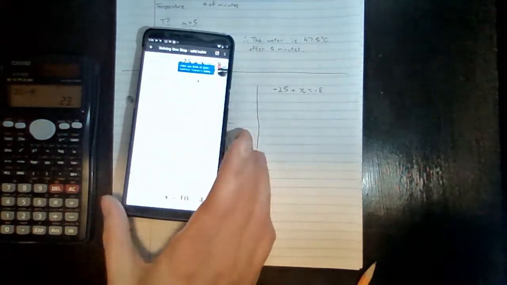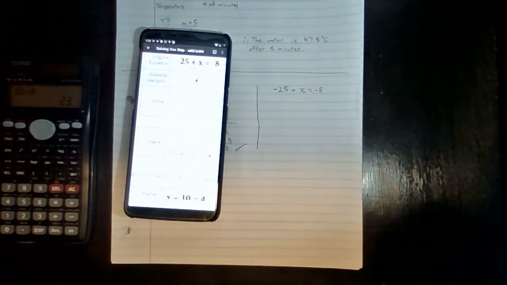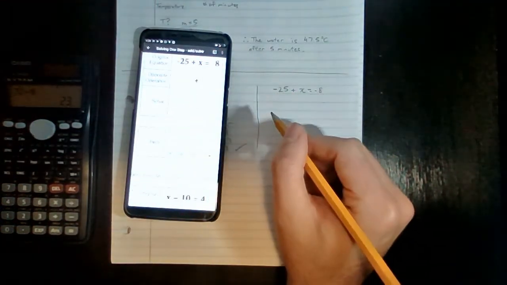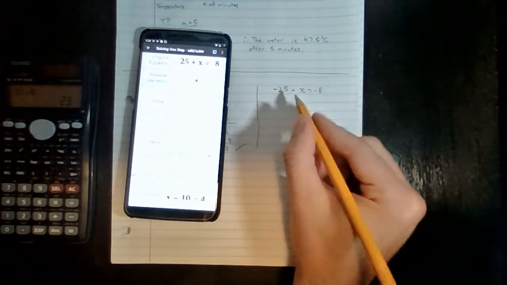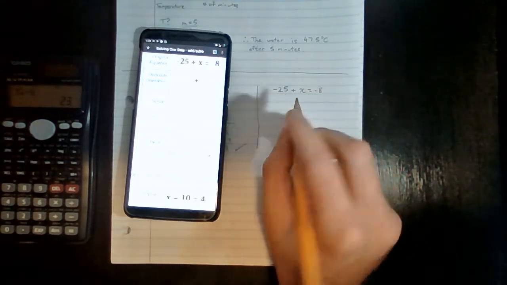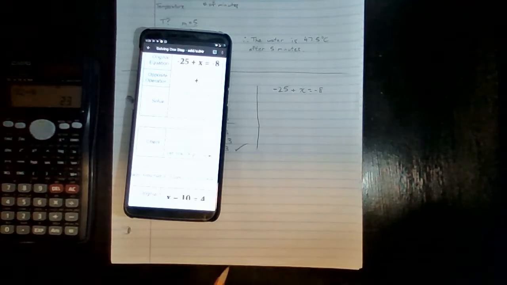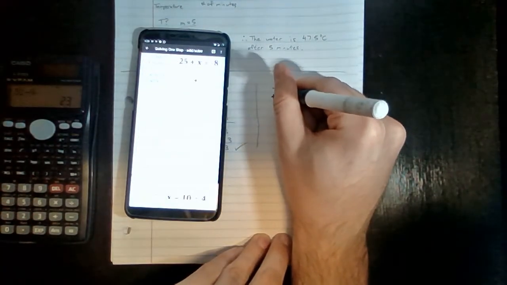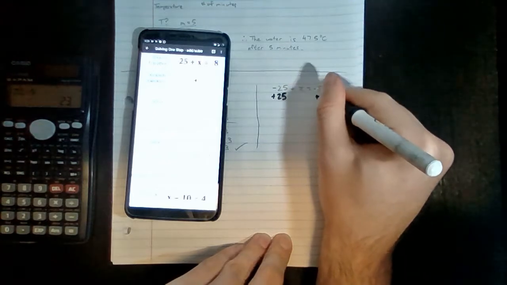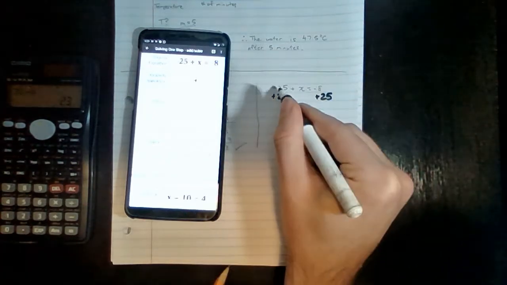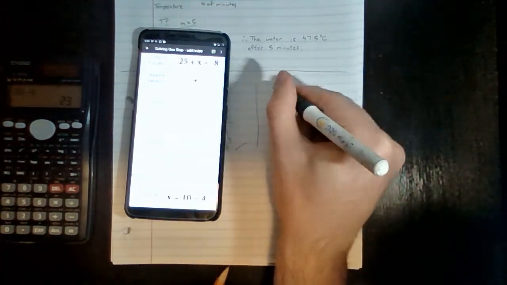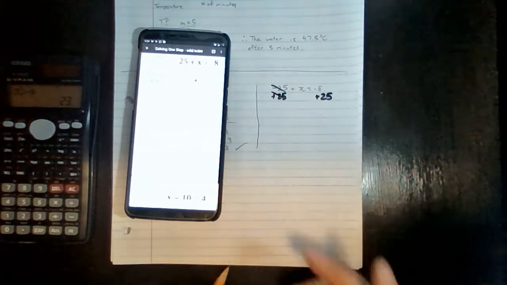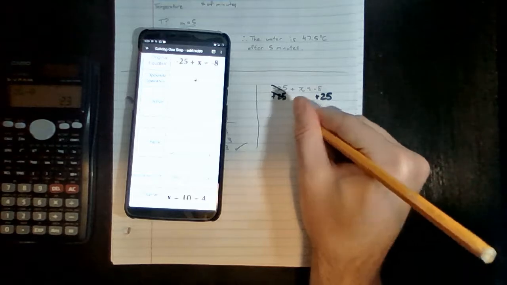This is a minus 25. We need to do the opposite of that. So the opposite is adding. So we're going to add 25 to both sides. Minus 25 and plus 25, that gives us 0. Those are going to cancel out. And then we just get left with an x here.